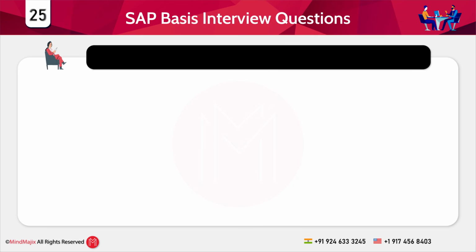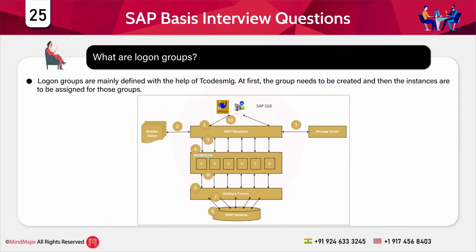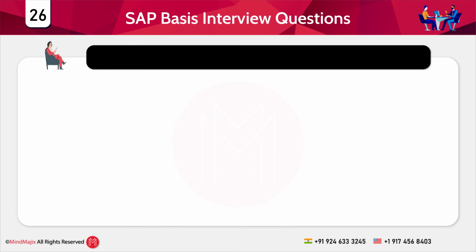The next question is, what are logon groups? Logon groups are mainly defined with the help of T code SMLG. At first, the group needs to be created and then the instances are to be assigned to those particular groups. The next question is, mention the tools that are used in order to install Java patches.